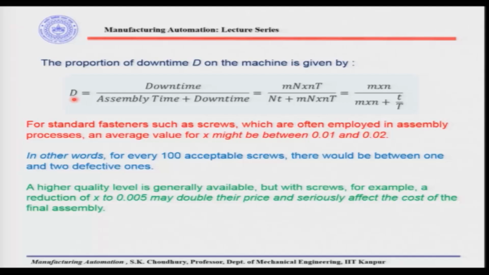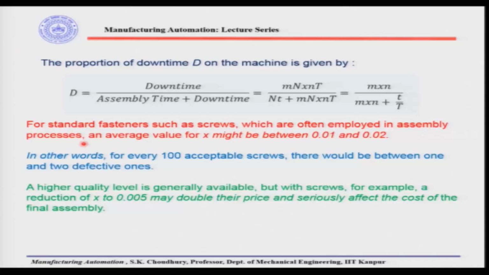Here you can see that the proportion of downtime d is directly proportional to x. So, if we decrease or increase x, the proportion of downtime will change. Many of the small parts are, for example, screws. Their x might be between 0.01 and 0.02, meaning that out of 100 parts 1 may be defective if it is 0.01, or 2 parts are defective if it is 0.02.